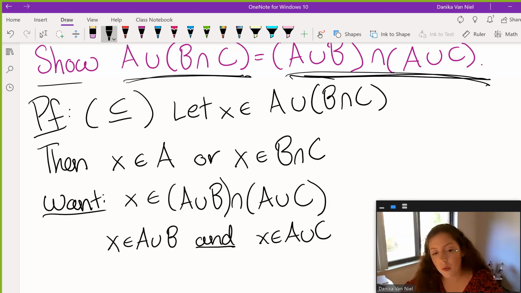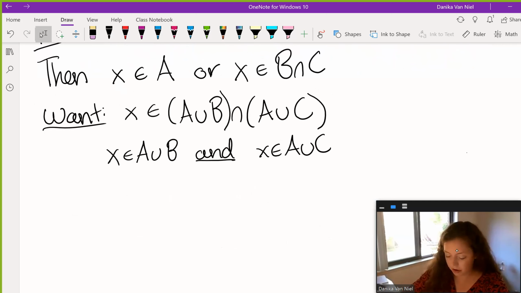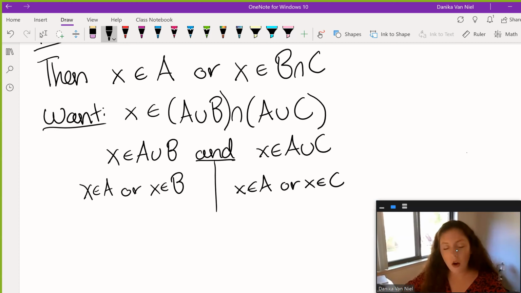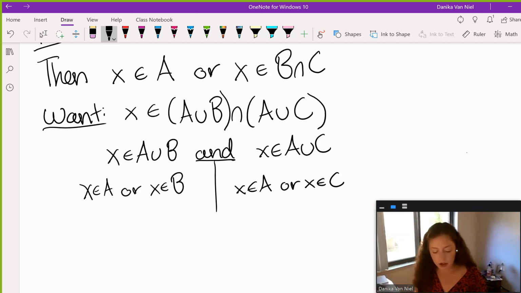Well, what is it? Let's break it down further. If X is in A union B, then that means X is in A or X is in B. Similarly over here, X is in A or X is in C. Okay, now I feel a lot better. So in order to get what I want, which is showing that X is in here, I need to show that X is in A or X is in B, and X is in A or X is in C.